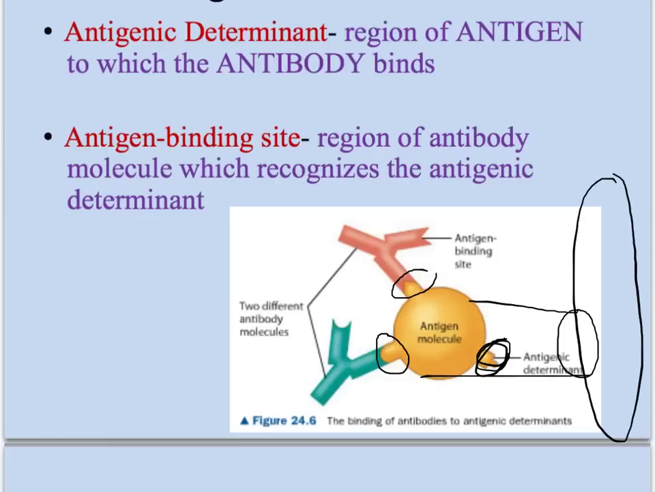So antigen binding sites, this is when we're talking about antibodies. The antigen binding site is on the antibody, and that is what's going to determine if that antibody can fit that antigen. So only if they recognize each other will they be able to attach and then start fighting that disease.